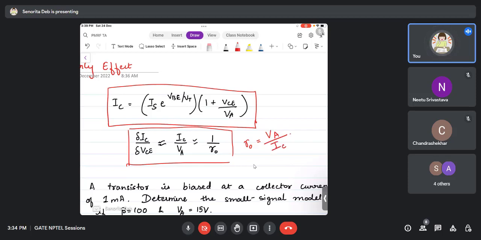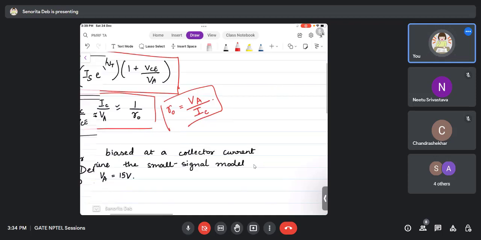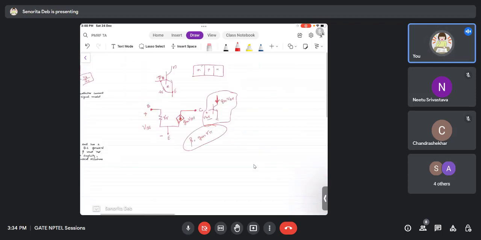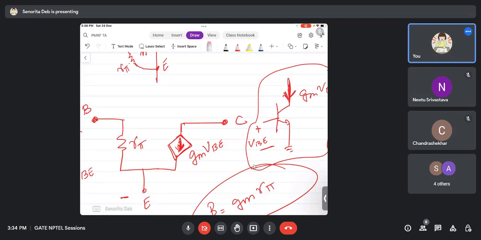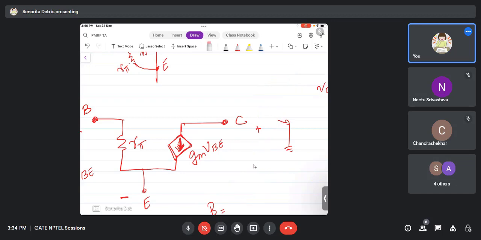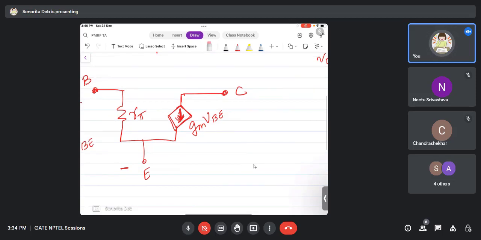Now since this is a resistance VA upon IC, in the small signal model, where will it be present? This is present between collector and emitter terminal. Since this is what you saw, it was VA upon IC, right? So this is R naught, like this.